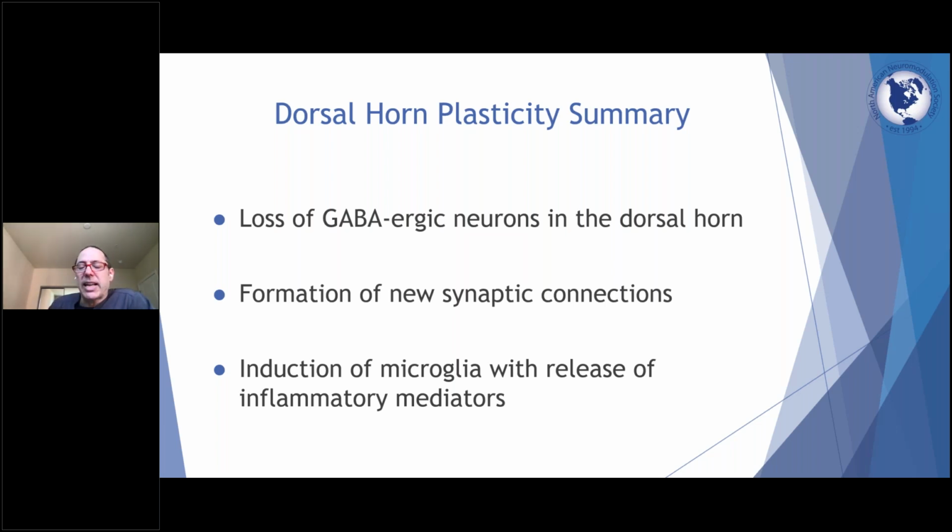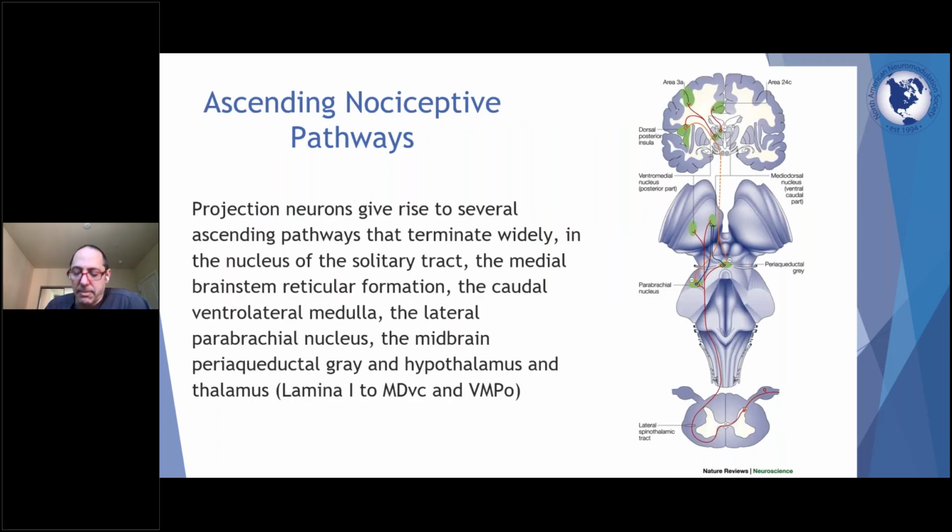So the three plasticity items I've brought up are the loss of the GABAergic inhibition, the formation of new synaptic connections, and the activation of microglia that are releasing excitatory substances that activate nociceptive signaling. So the nociceptive pathways in the dorsal horn have to actually go somewhere. We have to be conscious of pain for us to report the experience of pain.